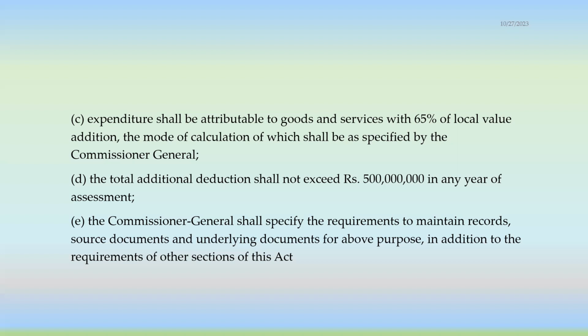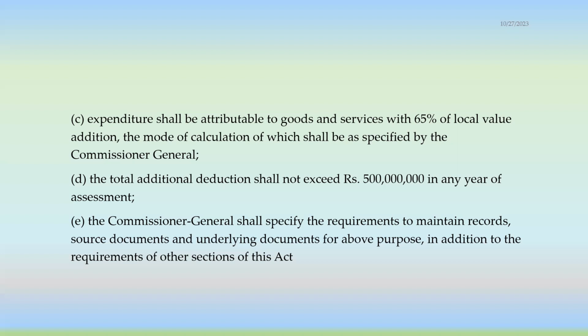So how do we calculate that 65%? Of that 65%, Commissioner General has a guideline. According to that guideline, we calculate the value addition of that product. If there is a value addition of 65%, the deduction can be allowed as an additional deduction.